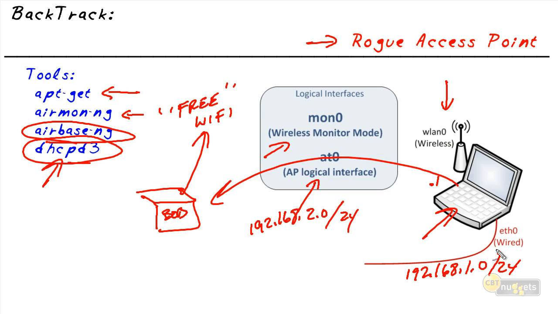I'm using a wired interface here for the internet connection, and I'm going to use wlan0 for the benefit of my new customers that I'm about to get. And effectively, I've got a man-in-the-middle attack. Any traffic Bob sends out is going to go through me, and I'll have access to every single frame of data that Bob is sending out on the network.